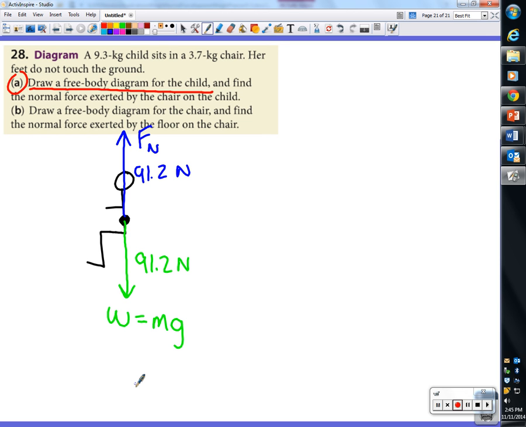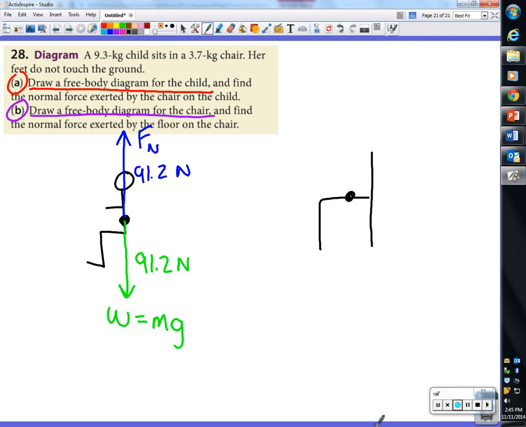For example, draw a free body diagram for the chair. Okay? So there's my chair.